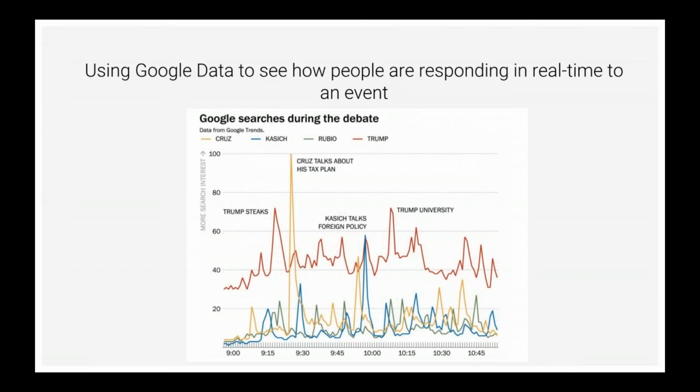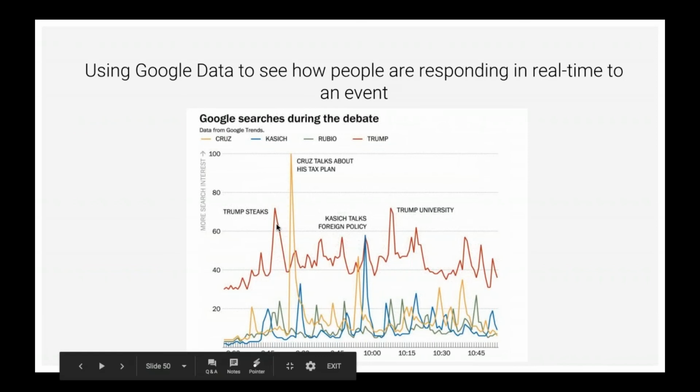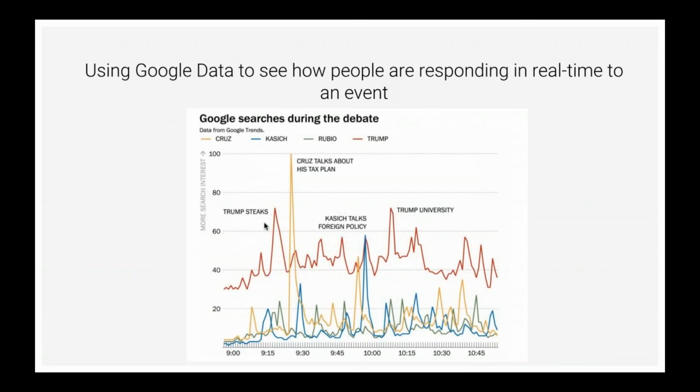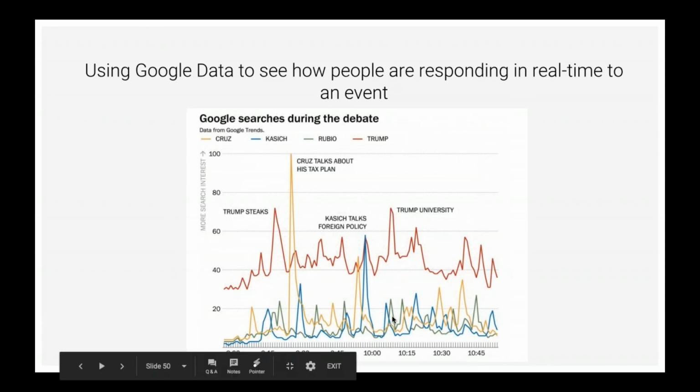This is literally looking minute by minute during a political debate and seeing how various different people see something that happens in the real world or on television, and then they go online and search for more information. And then you can actually measure minute by minute and see what different things people were talking about during that particular debate, whether that be Trump's steaks or Cruz's tax plan or John Kasich's talk on foreign policy, issues around Trump University. And you can see these little drumbeats here that occurred and compare over time who was searching for who more.